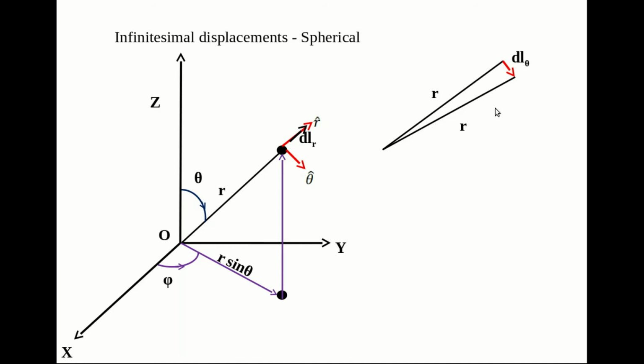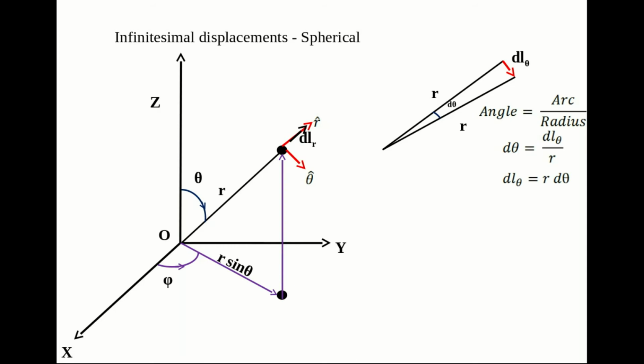Phi also will not change. This small change in theta is denoted by d theta. So from the equation angle equals arc by radius, angle d theta equals arc dl theta by radius r, or dl theta equals r d theta, which is the infinitesimal displacement in the direction of theta.